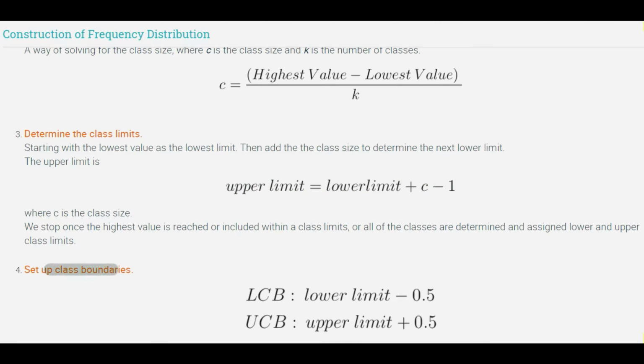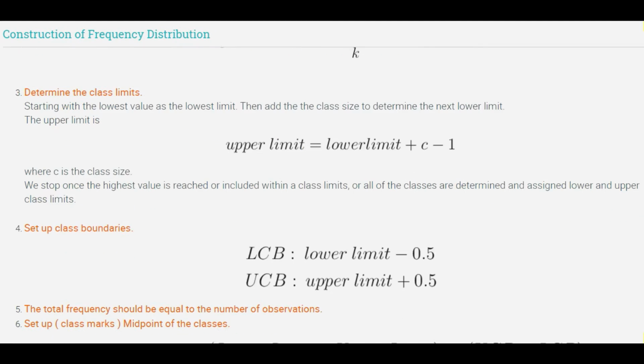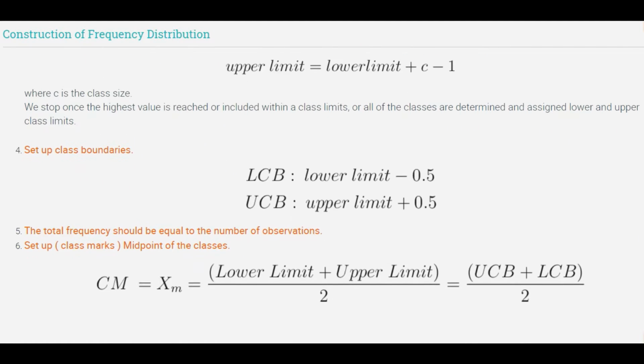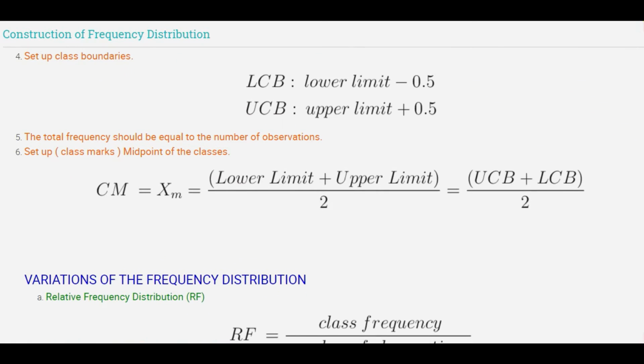Next is to set up the boundaries. As the pattern shows in the previous table, for each class, we subtract 0.5 from the lower limit and add 0.5 to the upper limit to obtain the lower and upper class boundaries respectively. Next is the part where you determine the frequency for every class. Just count or tally the number of observations falling in a particular class. Again, the total frequency should be equal to the number of observations.